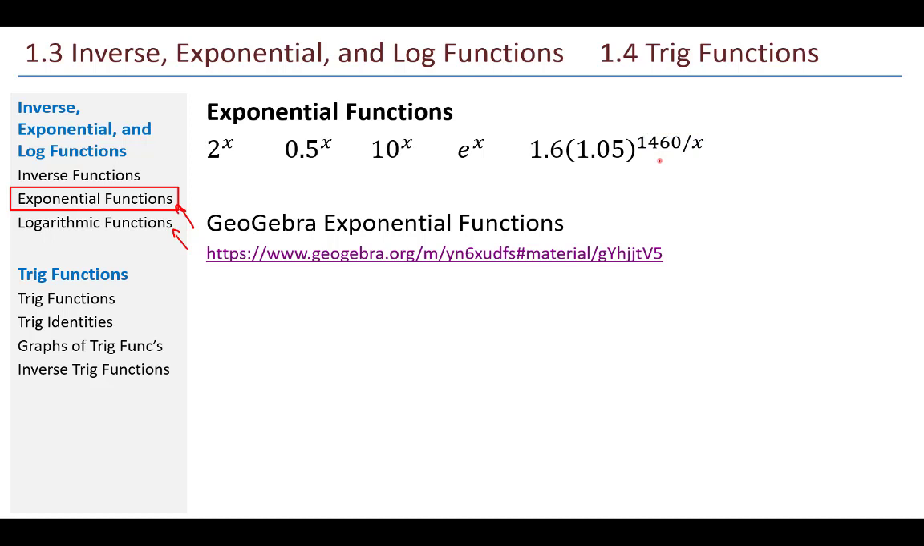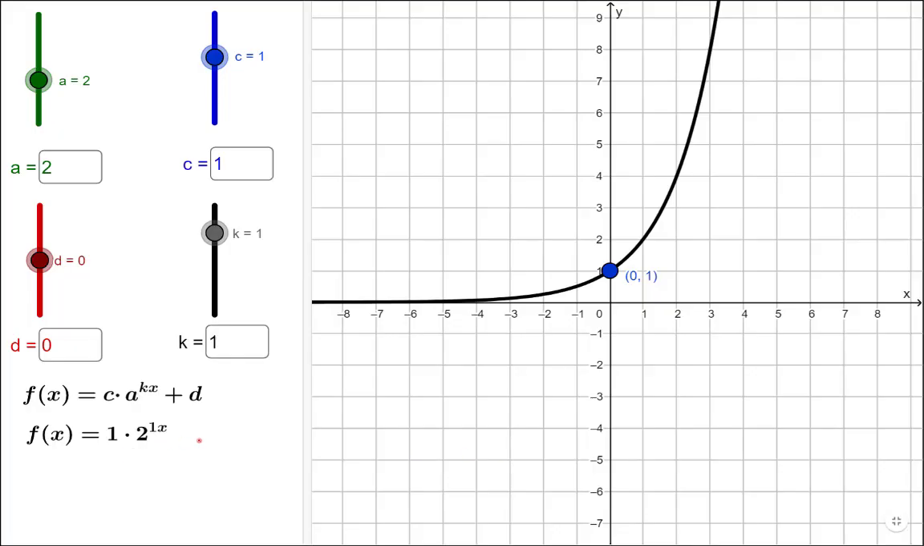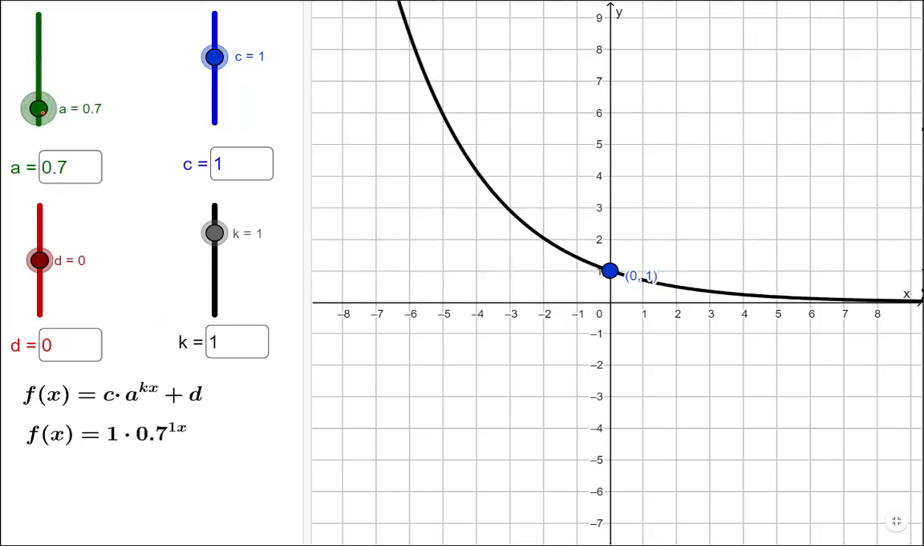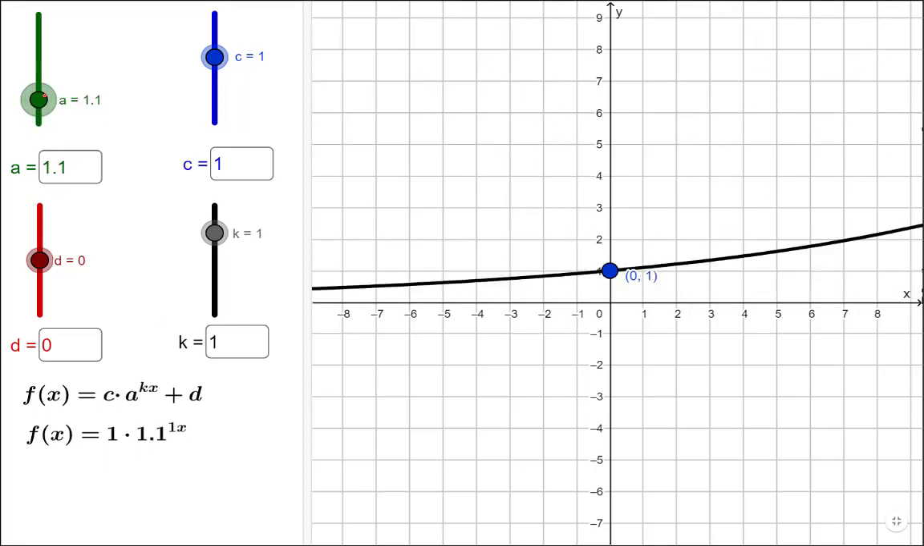Here's an example, this GeoGebra file, that shows what exponential function graphs look like. In this example, I can change some parameters of the function. So in general, my function is f of x equals c times a to the kx plus d, and I can change the c, the a, the k, and the d up above. And when I do that, just kind of take a look at those curves.